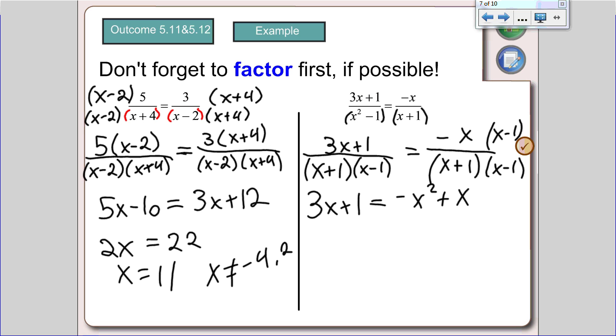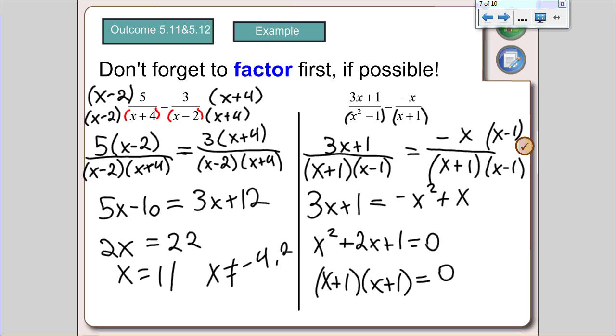I'm going to diamond method the thing on the left. It's x plus 1 times x plus 1, which is a silly way of writing things. It's just x plus 1 squared. If you wrote it like that, that's fine. What's x equal to? X equals negative 1.